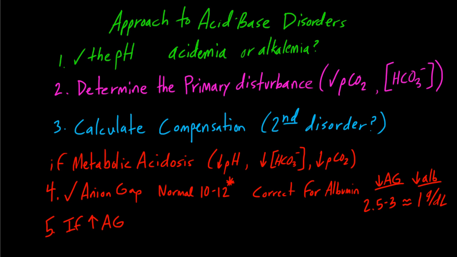The main thing, you want to look at the pH to determine, is it an acidemia or an alkalemia? So this would be an alkalemia if the pH is higher than 7.45, and an acidemia if it's less than 7.35. Once you've looked at the pH, determine what the primary disturbance is, whether it's a respiratory process, one that affects the PCO2, or a metabolic process, one that's affecting the serum bicarbonate level.